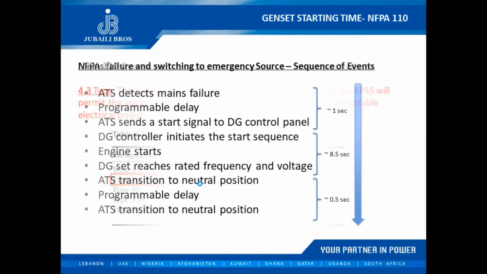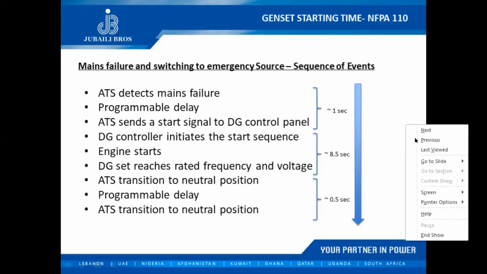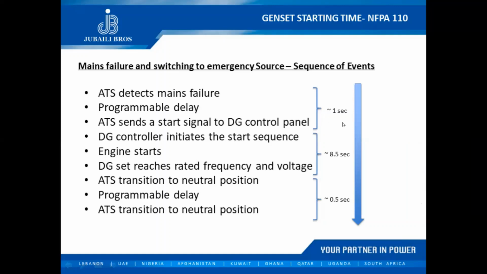Okay, and we'll see here. This is what happens when we suddenly lose mains power. There's a sequence of events. The ATS detects mains failure. There's a programmable delay in the ATS. Then the ATS sends a start signal to the DG control panel. So this takes around 1 second.